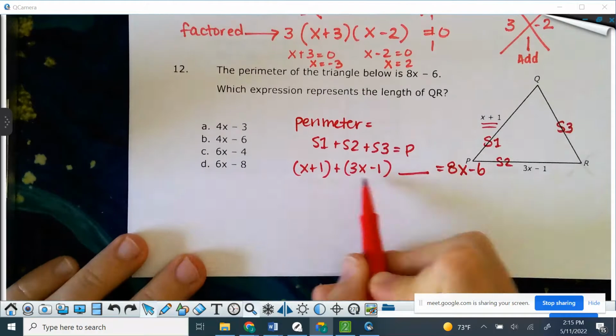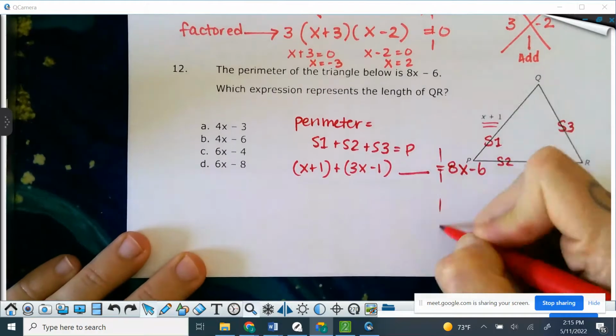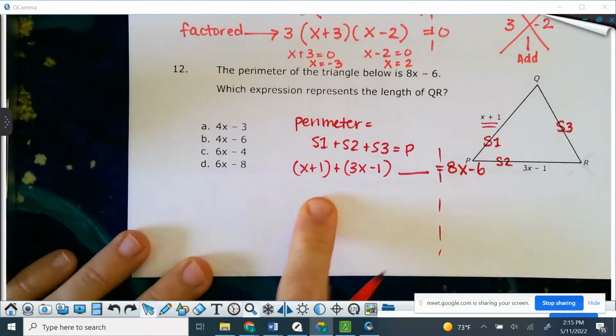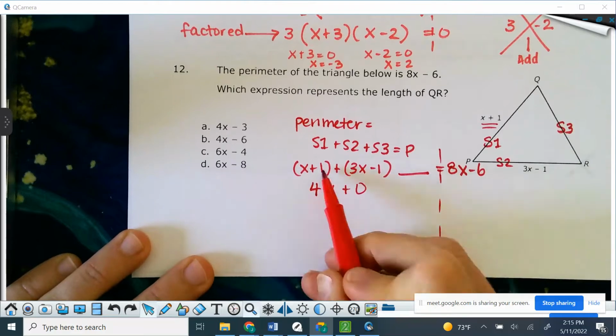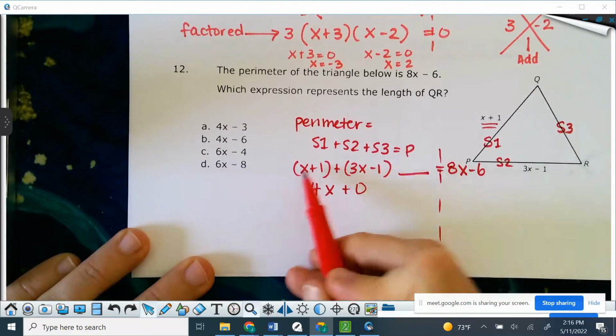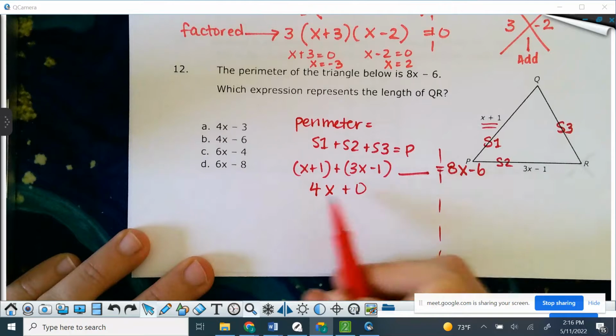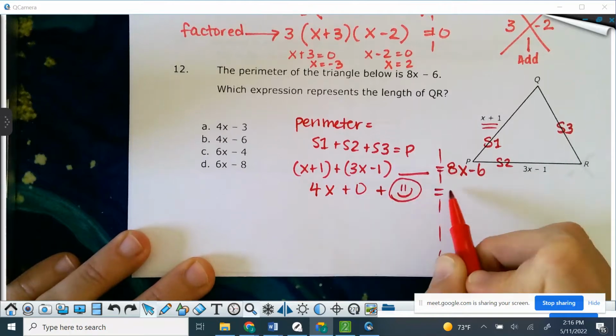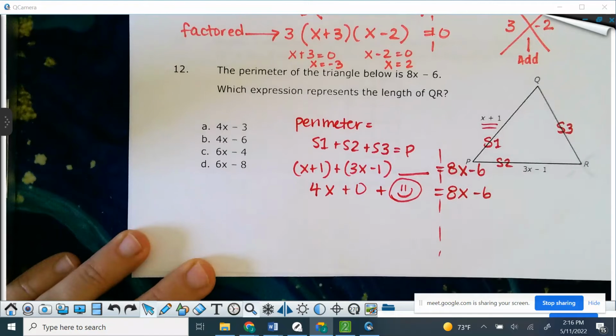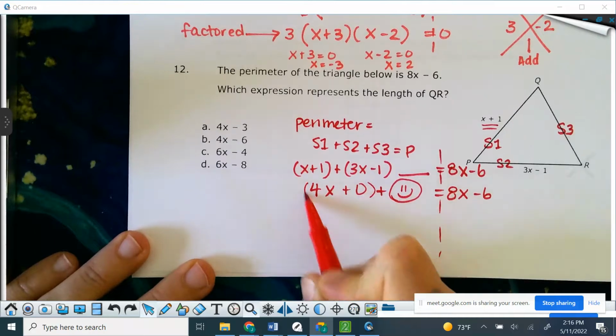So we want to combine like terms on this side of the equal mark, which is going to be 4x plus 0, right? Because positive 1, negative 1 is 0, x and 3x, because we're not doing inverses because we're staying on the same side. And then we're going to go plus smiley face because we don't know what this is. Equals 8x minus 6, right? So if we get this, 4x plus 0 added to this other, in this case, it's definitely going to be a binomial.